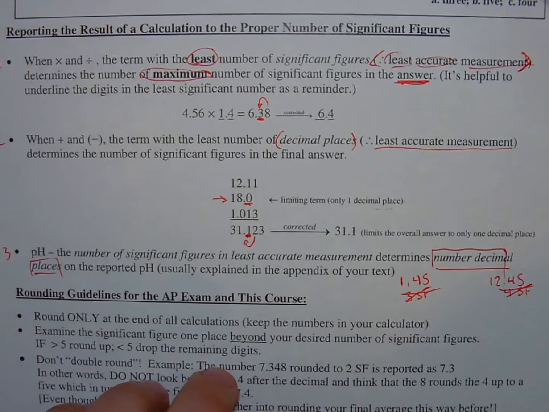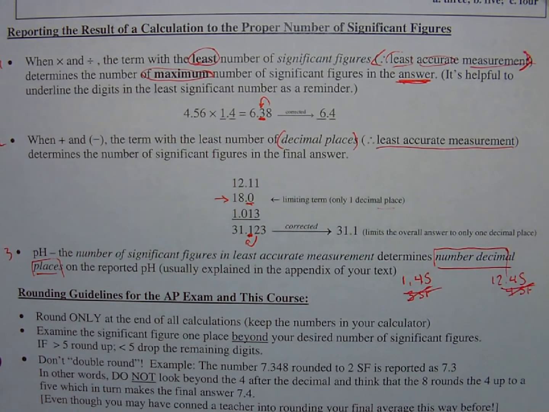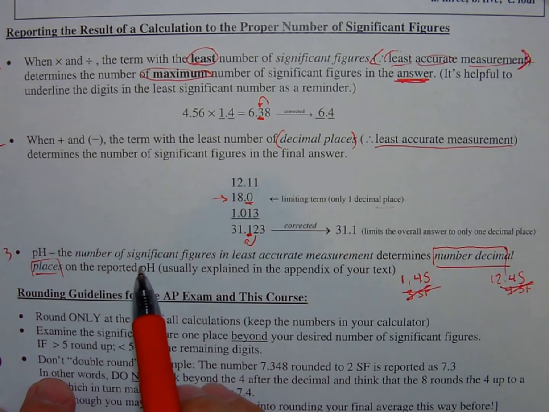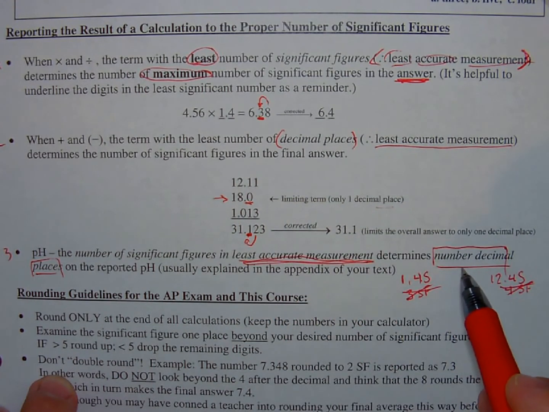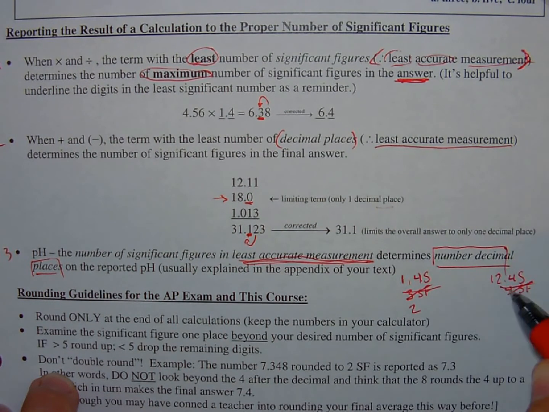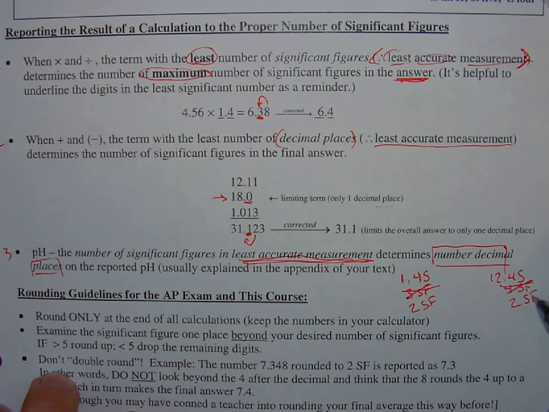And now the reason is, in this pH example, which is the third of the 3 situations here, that a pH is logarithmic. You use a logarithmic calculation, and that changes the rules. Using a log is not addition, it's not subtraction, it's not multiplication, it's not division, so we use a slightly different method. So going back to our definition, the least accurate measurement, again, always the least accurate measurement, determines the number of decimal places on the reported pH. So how many decimal places do I have here? 2. How many decimal places do I have here? 2. So it turns out that both of these have 2 significant figures.